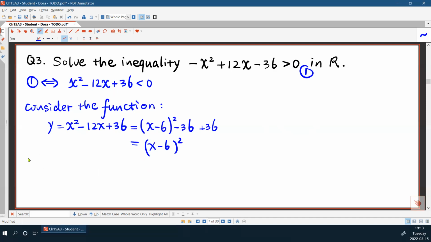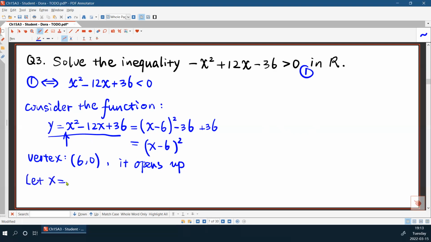Okay, again, the vertex is (6, 0), right? And we know that this function opens up, because the leading coefficient here is 1, which is above 0, so it opens up. Therefore, next step, we can let x be 0 to find the y-intercept. If x is 0, let's put it in the original expression. That means y is 0 minus 0 plus 36, so y is 36. Therefore, the y-intercept is (0, 36), right?